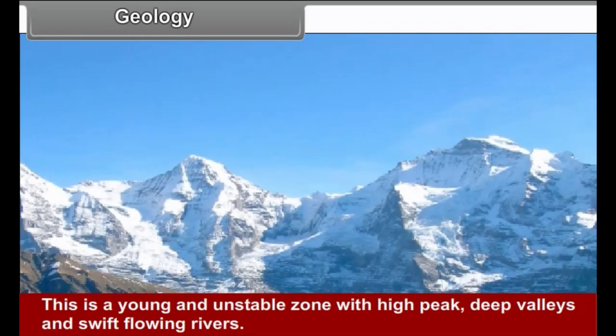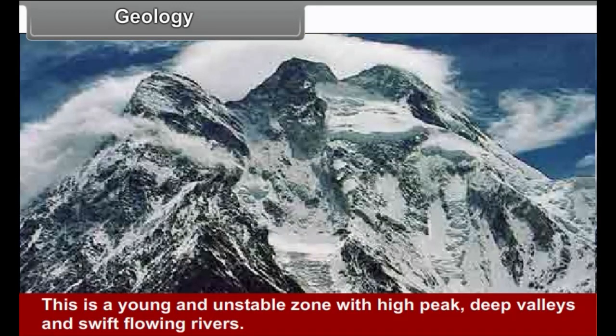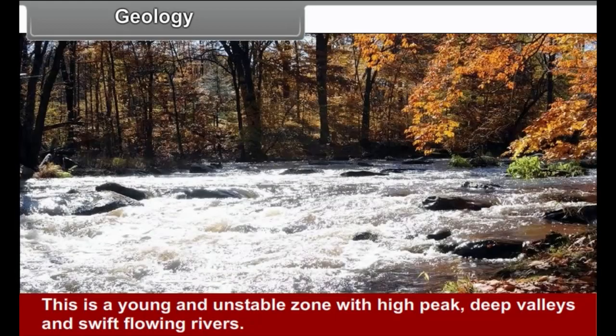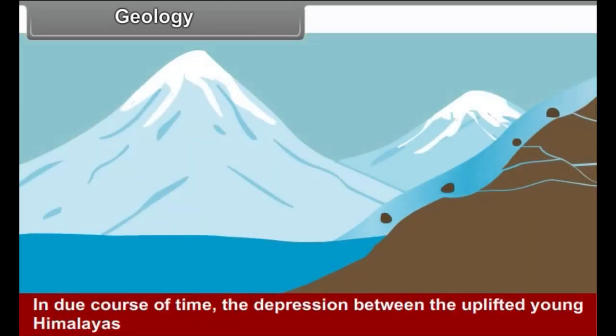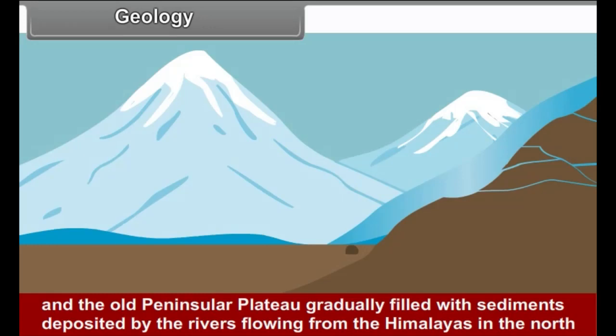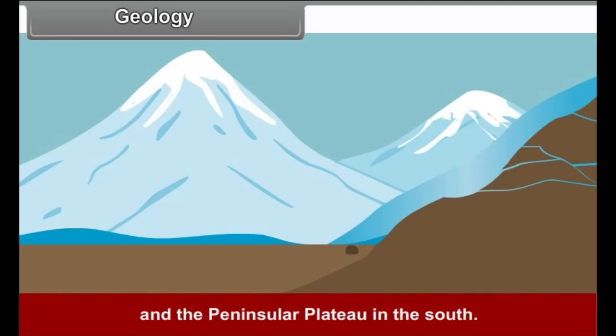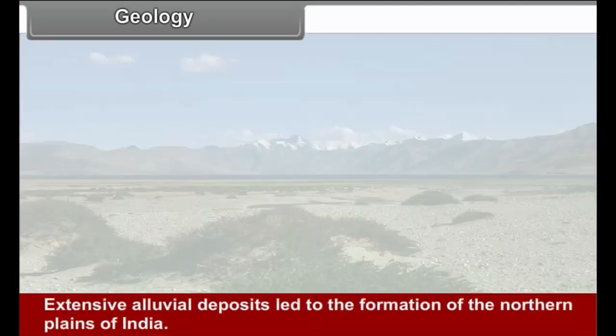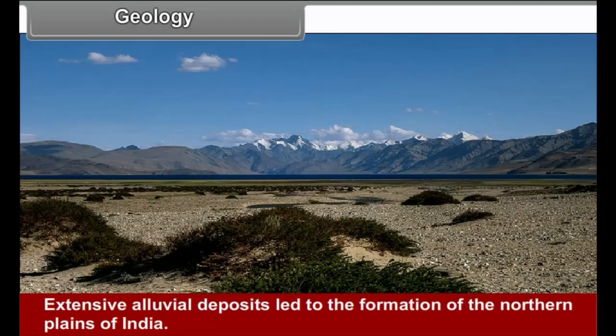This is a young and unstable zone with high peaks, deep valleys, and swift-flowing rivers. In due course of time, the depression between the uplifted young Himalayas and the old peninsular plateau gradually filled with sediments deposited by the rivers flowing from the Himalayas in the north and the peninsular plateau in the south. Extensive alluvial deposits led to the formation of the northern plains of India.